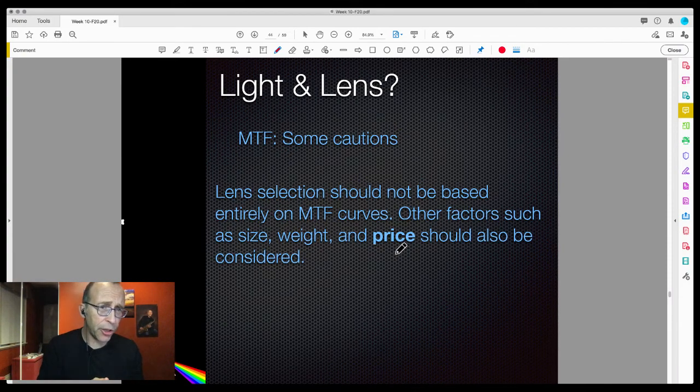And are you getting a return? Are your clients noticing that difference? So there's a lot of things that you have to consider.